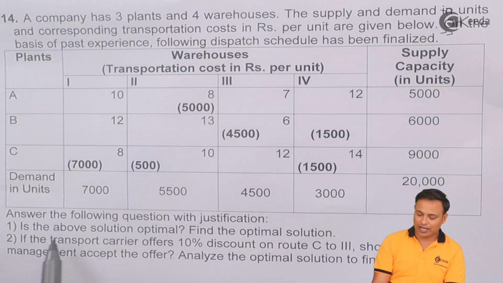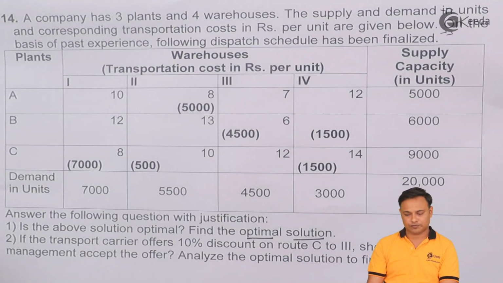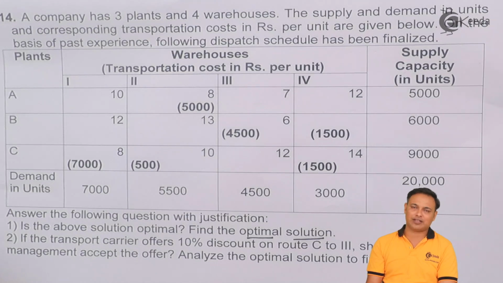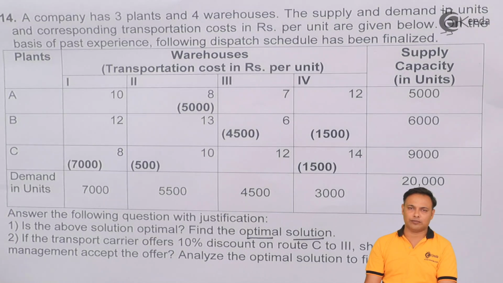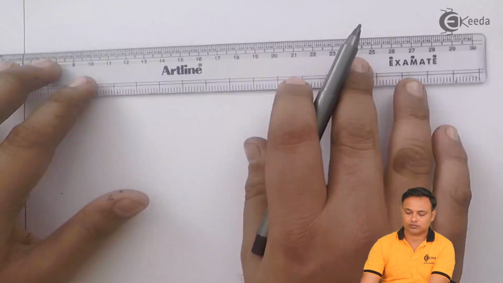First, is the above solution optimal? Find the optimal solution. So let's draw the diagram, and because they have already given us the solution in this problem, we are not required to solve the problem by VAM method. We can directly proceed and start solving the problem by Modi method to check the optimality of the solution. Let's start. So here's our table.